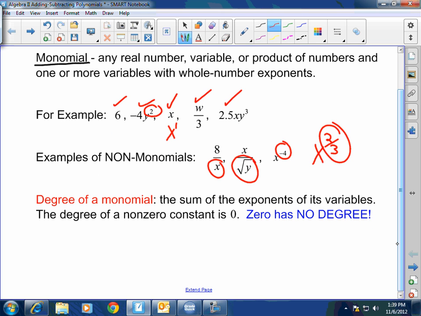Now, they talk about the degree of a monomial. The degree of a monomial is the sum of the exponents of its variables. The degree of a non-zero constant is 0. Non-zero constant, for example, is just any number. The degree of 7 is 0. The degree of any number, basically, is 0, except for 0 itself, which has no degree. There is no degree for 0 because 0 is the absence of value. But as far as the degree of the monomial, it is the highest sum of the exponents in the monomial.